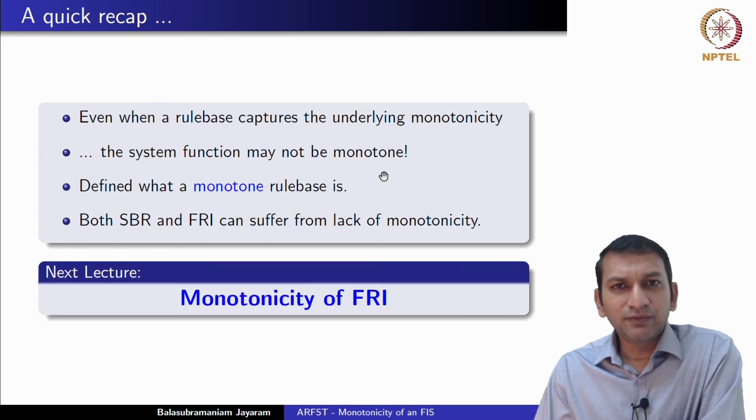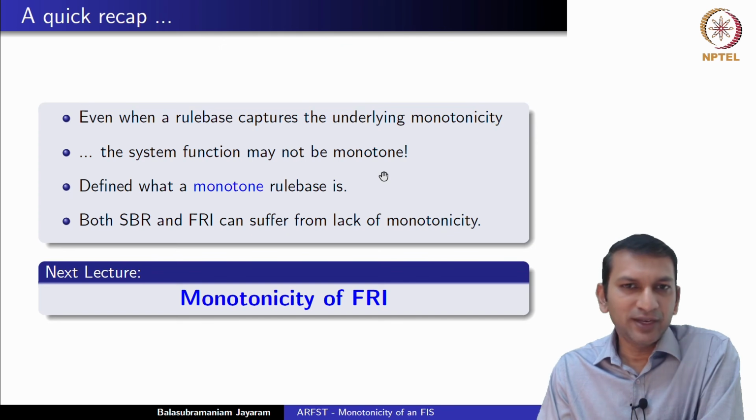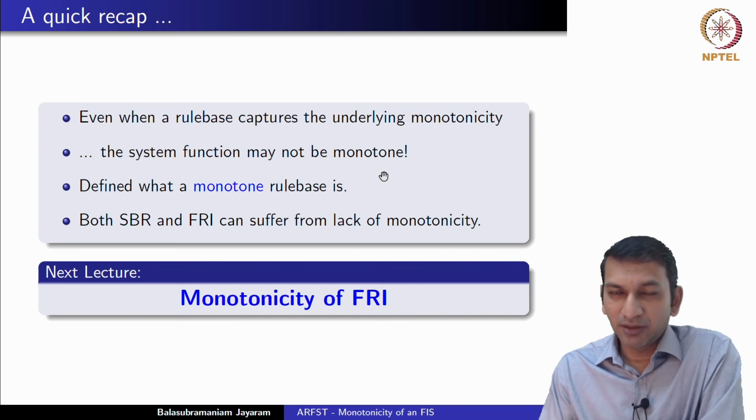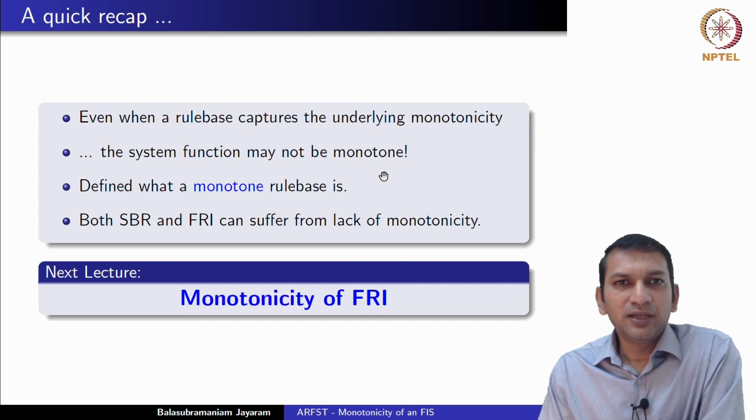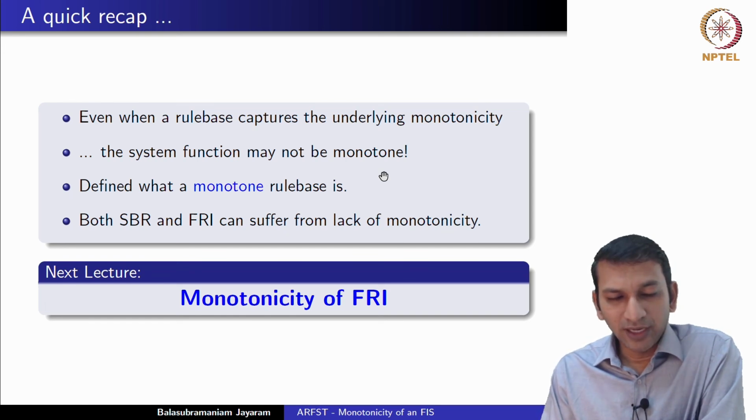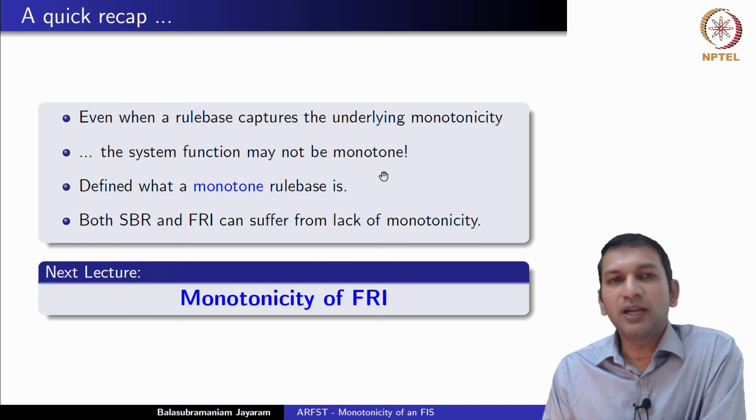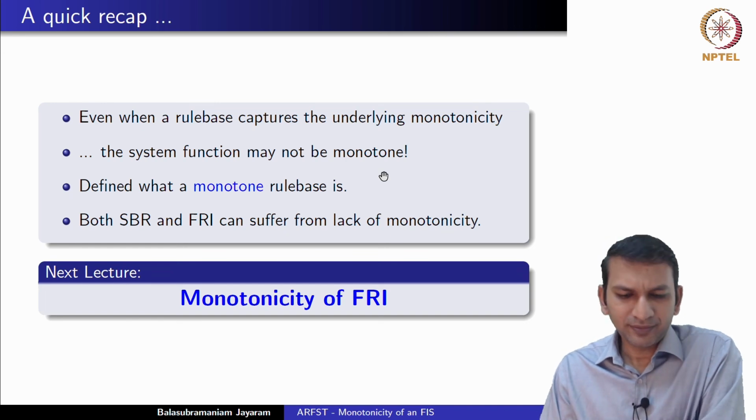In the next lecture, we will discuss monotonicity of an FRI. As was mentioned, since we are looking at singleton inputs and usually the singleton fuzzifier, in the case of an FRI, the composition operator does not play much of a role. We will see this in the next lecture. So whether we talk about CRI or BKS, it does not matter. What matters is essentially the rule base, the relation that you capture from the rule base, and also the defuzzifier.